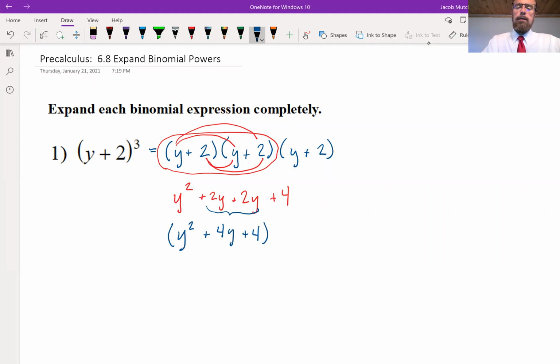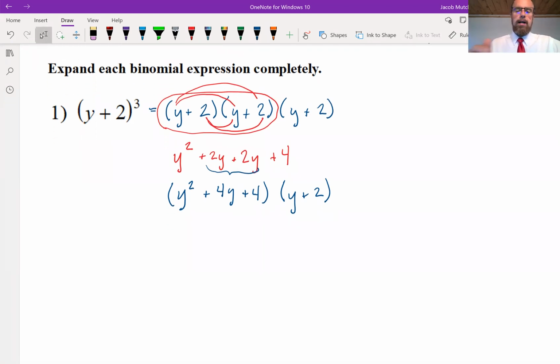So again, if I think in terms of my original y plus 2 to the power of 3, it's y squared plus 4y plus 4 times the third y plus 2. Once I've got it down to two polynomials, then I can multiply those two together, and that'll complete the process. One way that we can multiply trinomials or higher is by setting up a grid. So I'm going to take this trinomial y squared plus 4y plus 4, and I'm going to put my binomial terms y plus 2 as a column to the left.